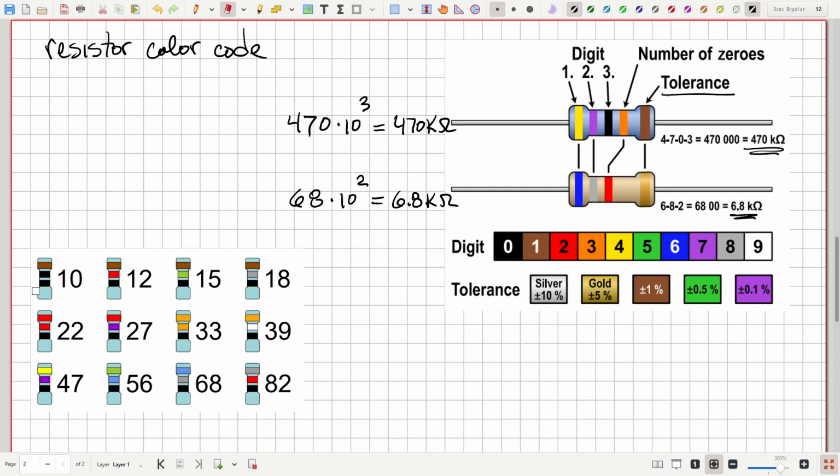Then if we change the third black band to be brown, that would add a factor of 10 to all these values. So you'd have 100, 120, up to 820. If we made the third band red, that would add a factor of 100. So 10, 100, or 1,000, or 1 kilo ohm, 1.2 kilo ohms, all the way up to 8.2 kilo ohms, and so on. So we can get different decades of these values by changing the third band, the number of zeros, or the power of 10.